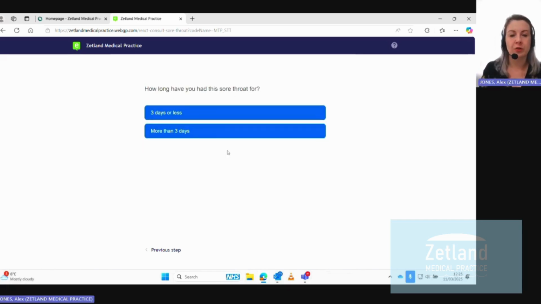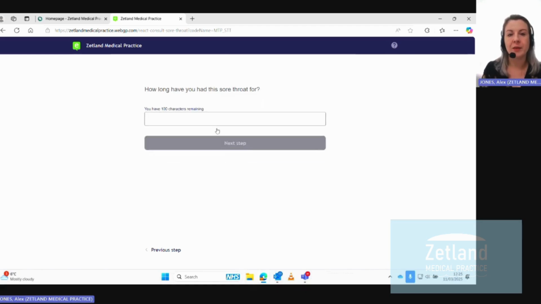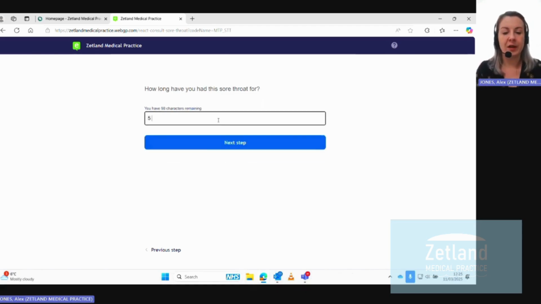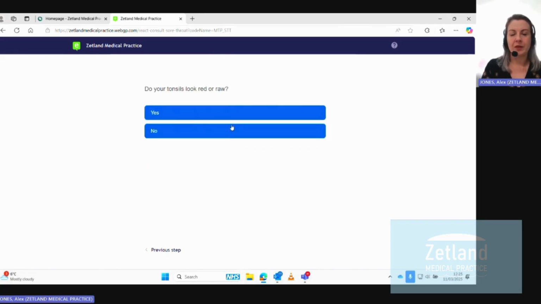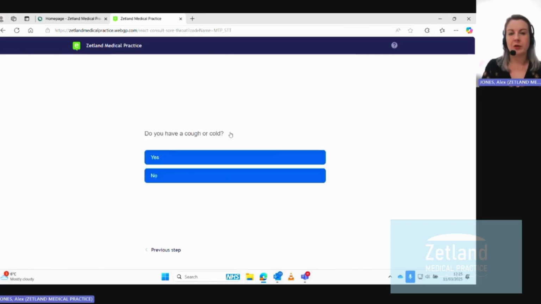How long have you had a sore throat? I'm going to say more than 3 days. And how long have you had this for? Let's say 5 days. Next step. Can you see any white spots at the back of your throat or on your tonsils? Let's say yes. And do they look red or raw? I'm going to say no.